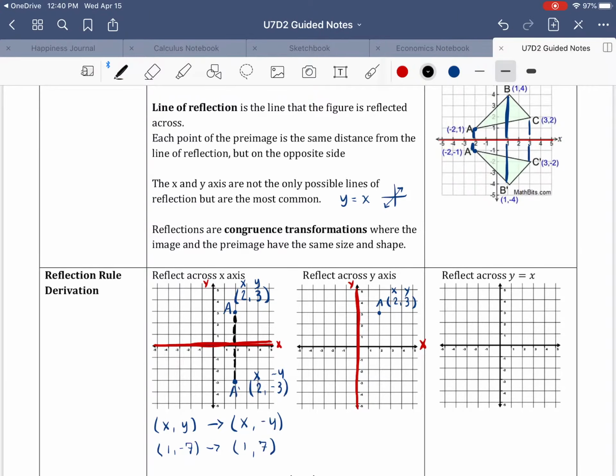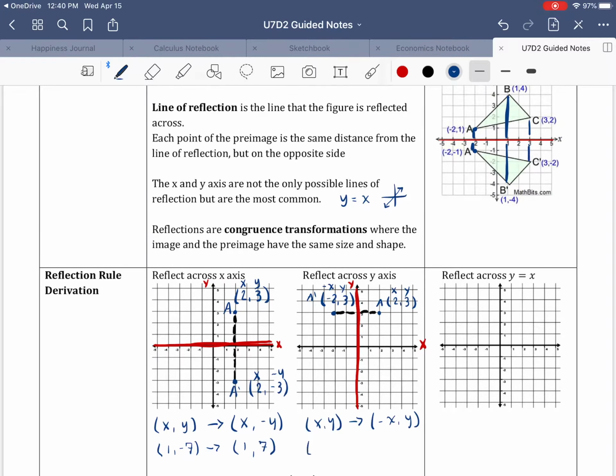Now again, we want to be equidistant from the line of reflection. So this way we're going to go left and right. We're 2 units away from our line of reflection, so we need to go 2 further, and then we end up with this point right here, A prime, which is -2, 3. So in this situation, our x becomes negative, but our y stays the same. So x, y becomes -x, y, with the y staying the same.